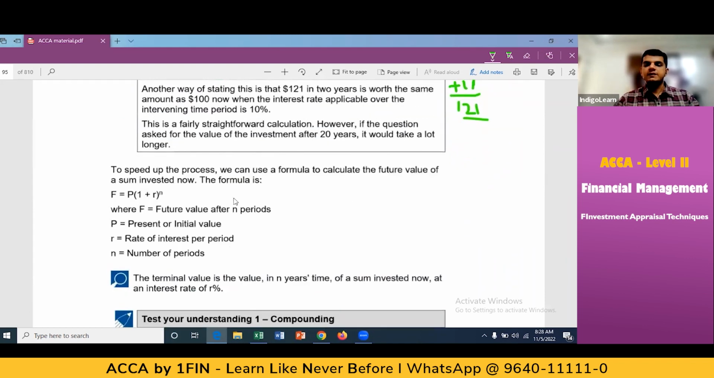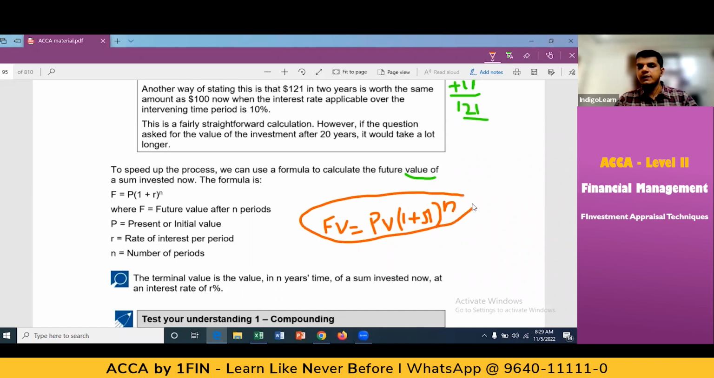To speed up the process, we can use a formula to calculate the future value of a sum invested now. The formula is future value is equal to present value, that is the sum invested, times 1 plus interest rate, that is R, to the power N, how many years you have invested, or for how many years you will be going to invest. That is N. This is the future value formula.